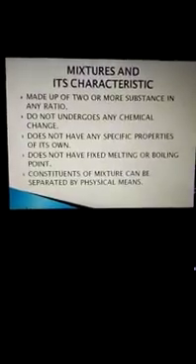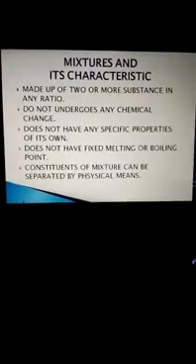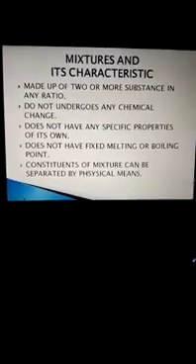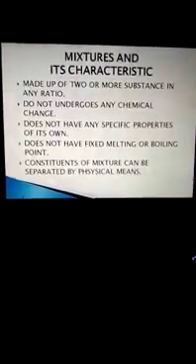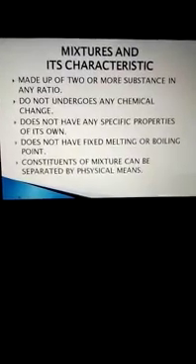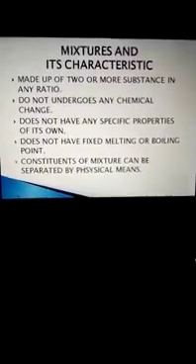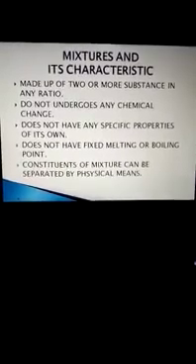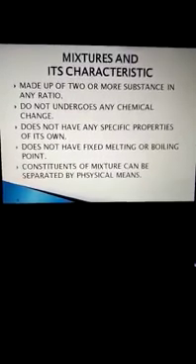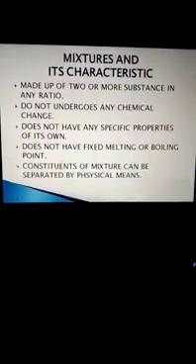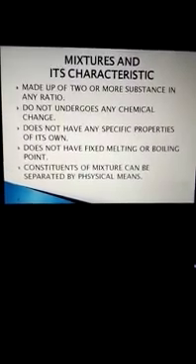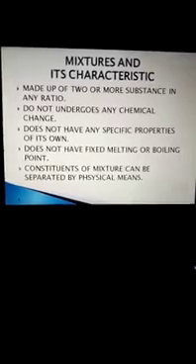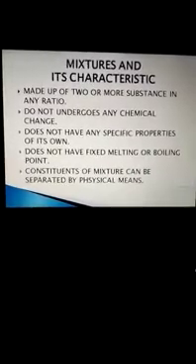Now we will discuss in more detail, as given in your book, mixtures and their characteristics. Mixtures are impure substances. As I said, impure substances can be mixed in any ratio. So it is also made up of two or more substances, meaning either elements or compounds, or elements and compounds both. They do not undergo any chemical change.